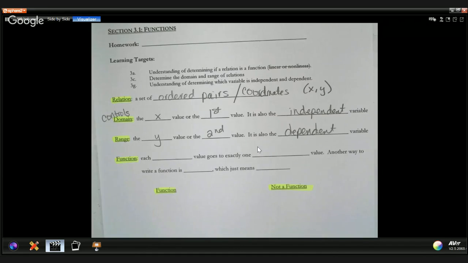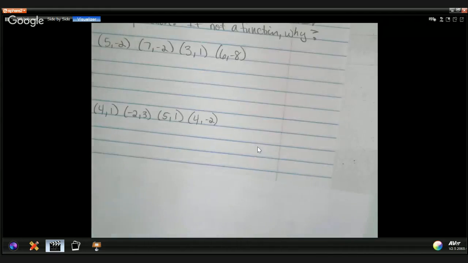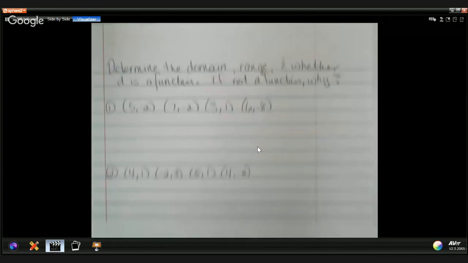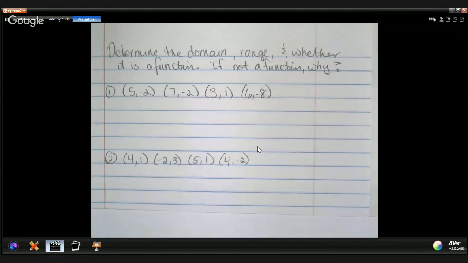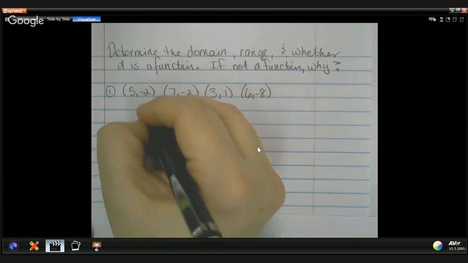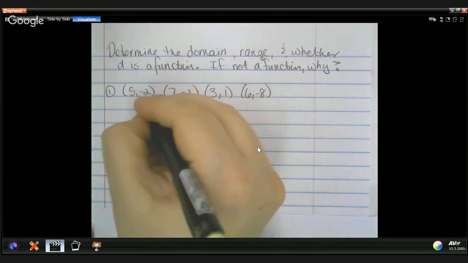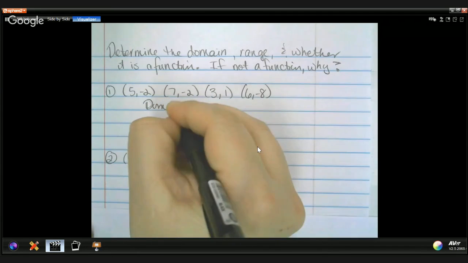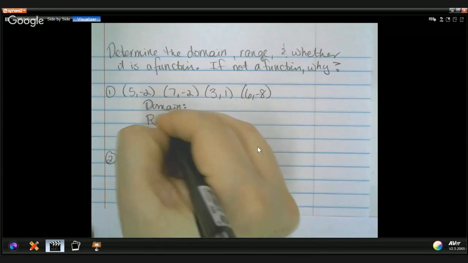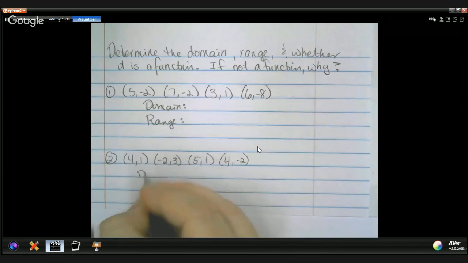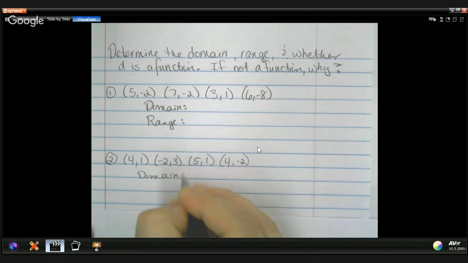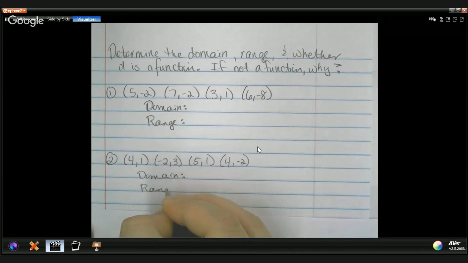Okay. So what I'd like you to do first is we're going to take our notes in sections. So I'm going to give you 2 examples, and I want you to copy them down, and I want you to find the domain and range. We'll get to the next part in a second, but right now, I just want you to copy the problems down, list the domain and range for each one, and then when you're done, press play again so you can check what you got.